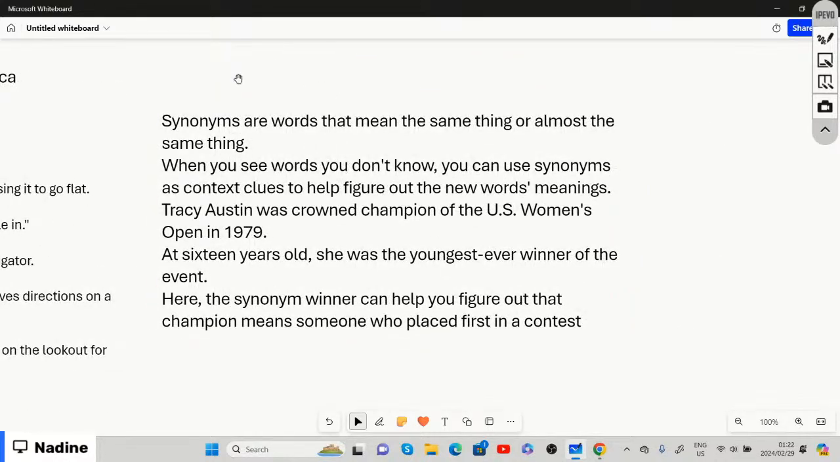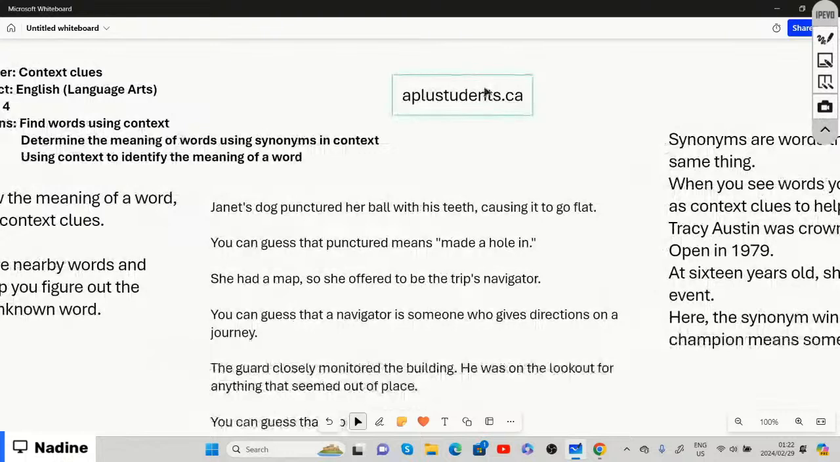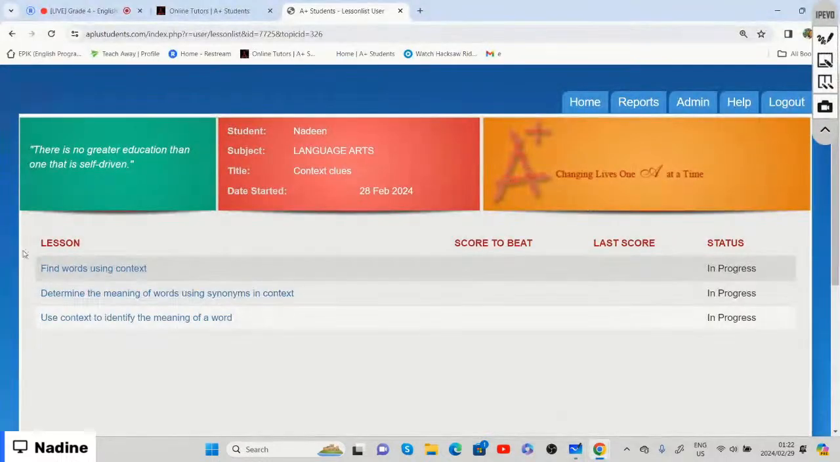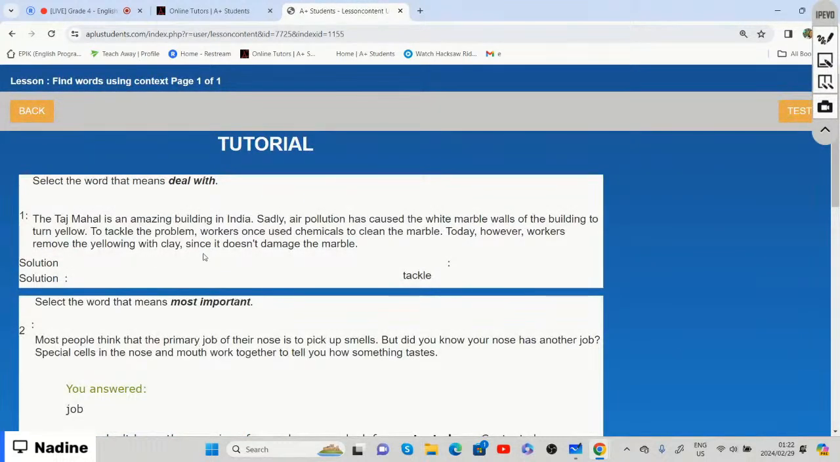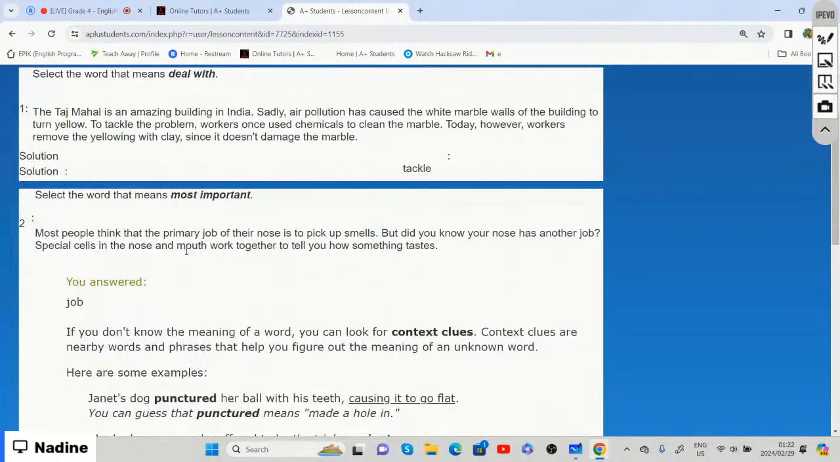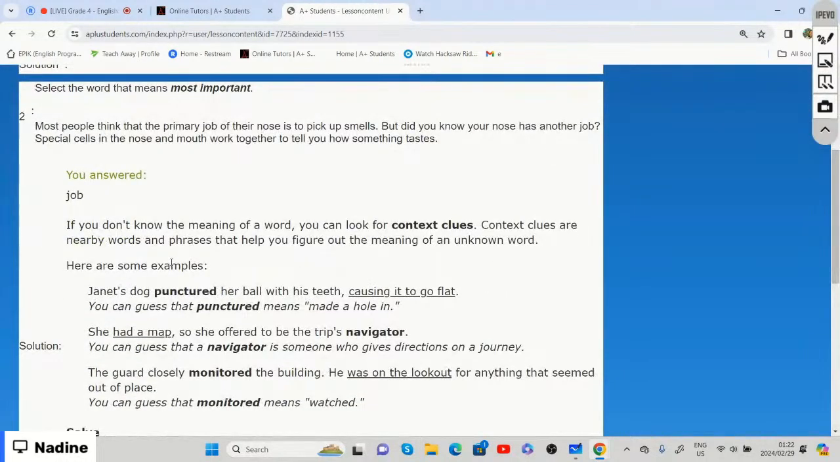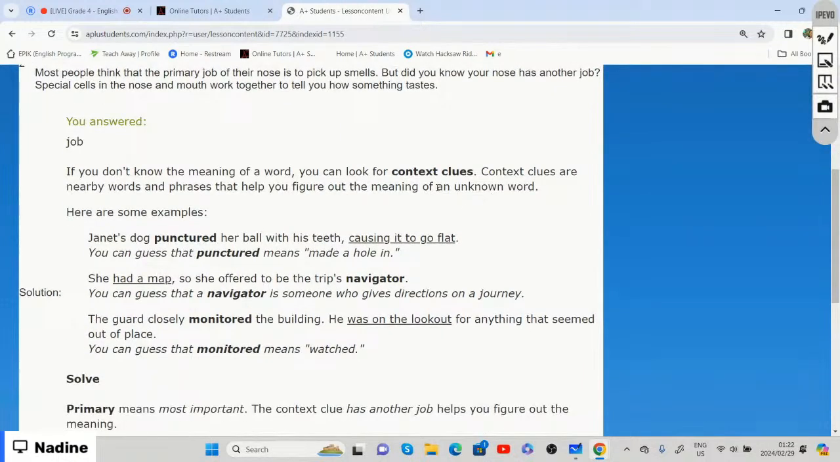All right, so now we are doing our tutorial lesson on aplusstudents.ca. We're going once again to the lesson where we find words using context clues. And we said context clues are nearby words and phrases that help you figure out the meaning of an unknown word, right? And we went over these sentences or examples, where we said that the dog punctured the ball with his teeth. She had offered to be the navigator on the trip, as well as the guard monitoring a building.